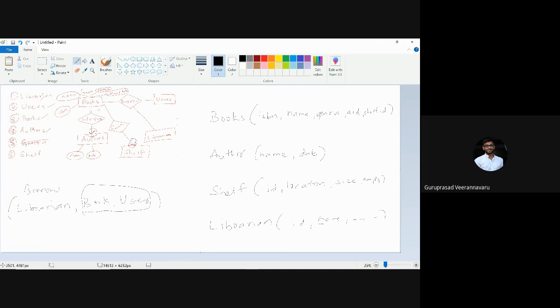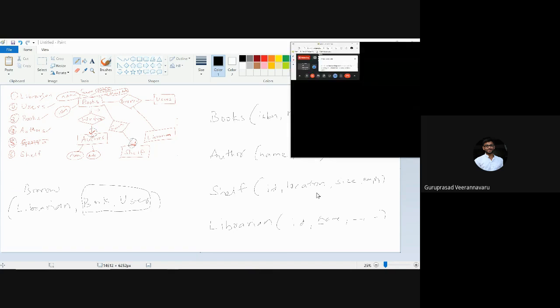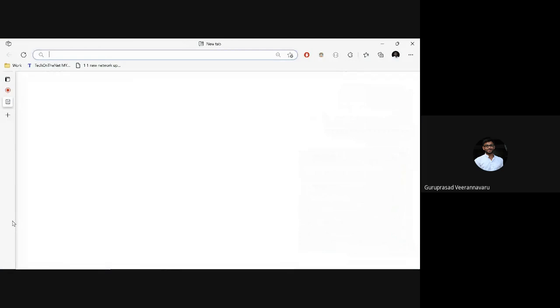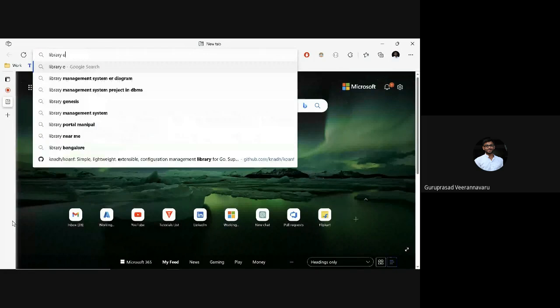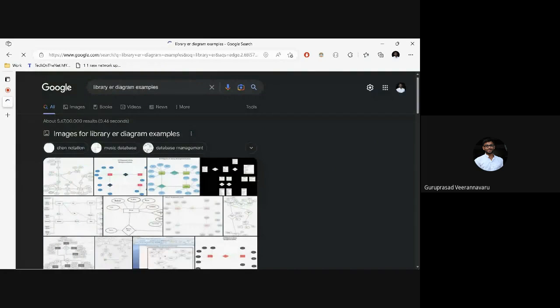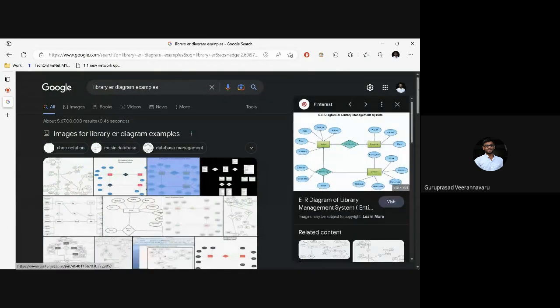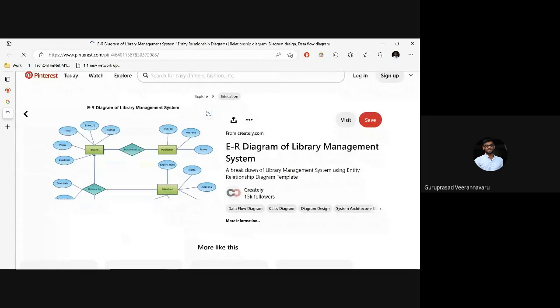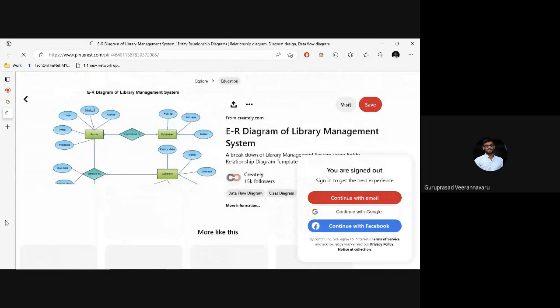Let us look at some examples online. How would people have designed this? I think we can still do better. Library ER diagram examples.